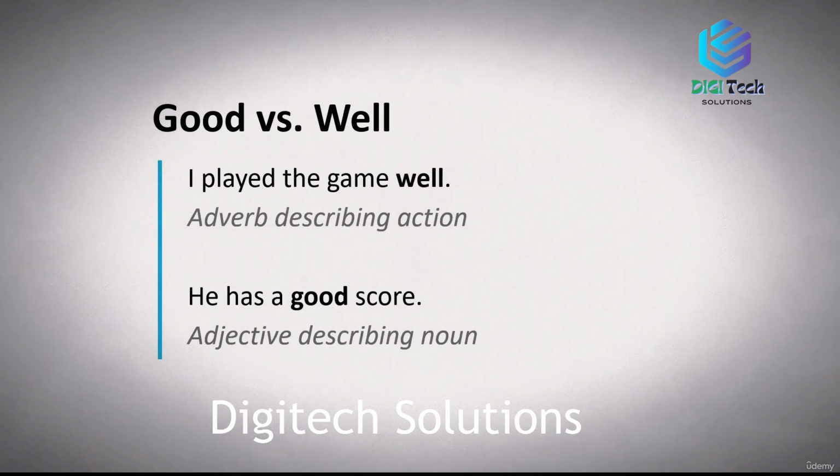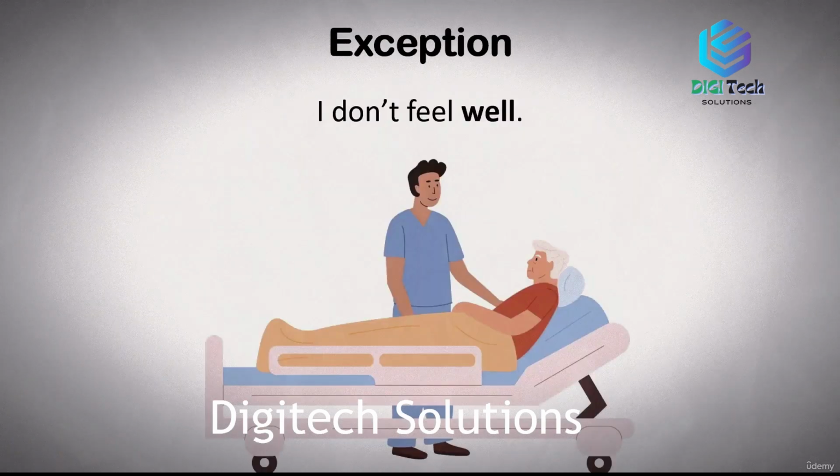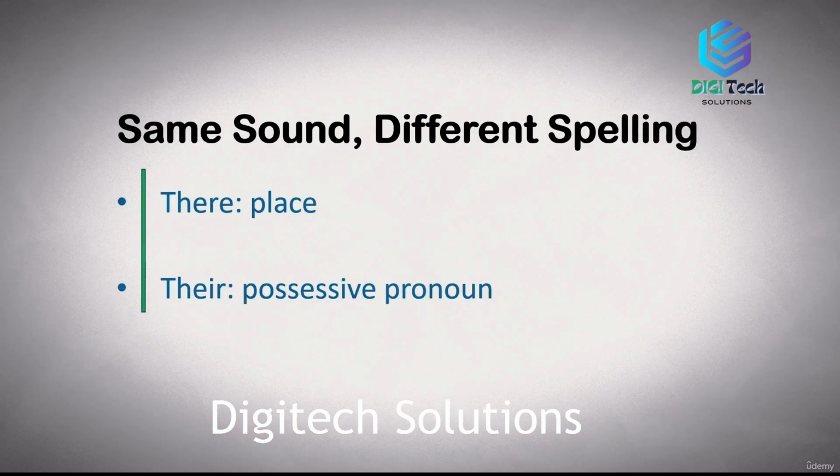I played the game well, an adverb that describes how I played the game. But he has a good score, an adjective that describes the score. Here is the one exception. When you are describing the condition of your health, well is correct. I don't feel well.